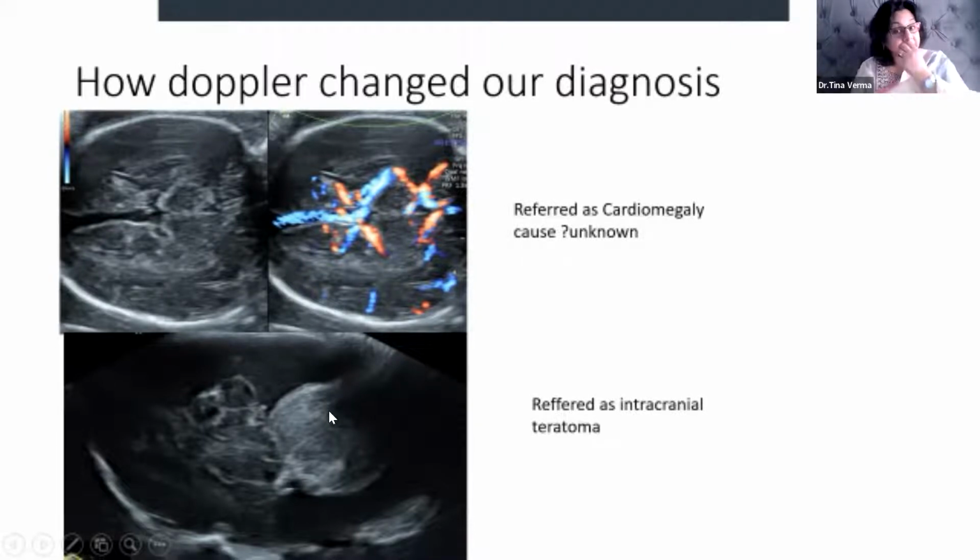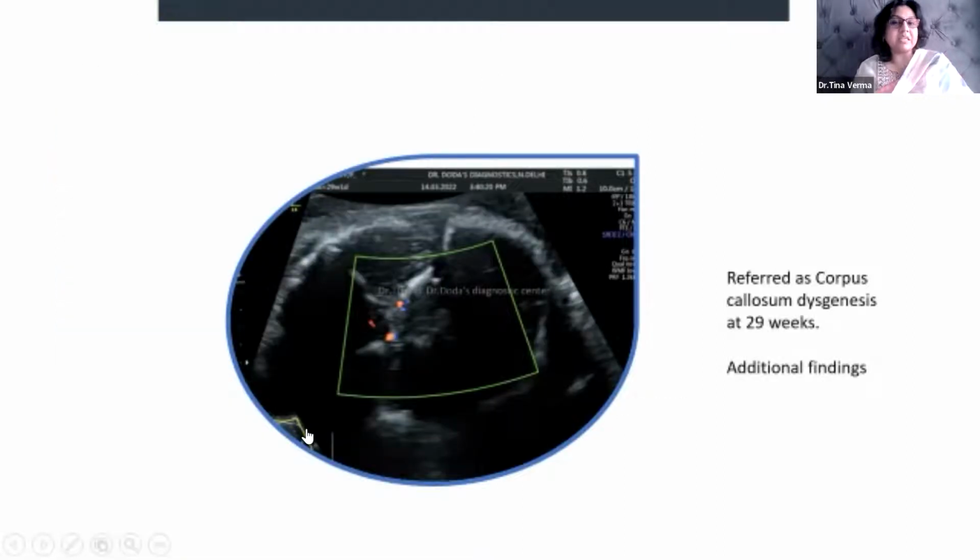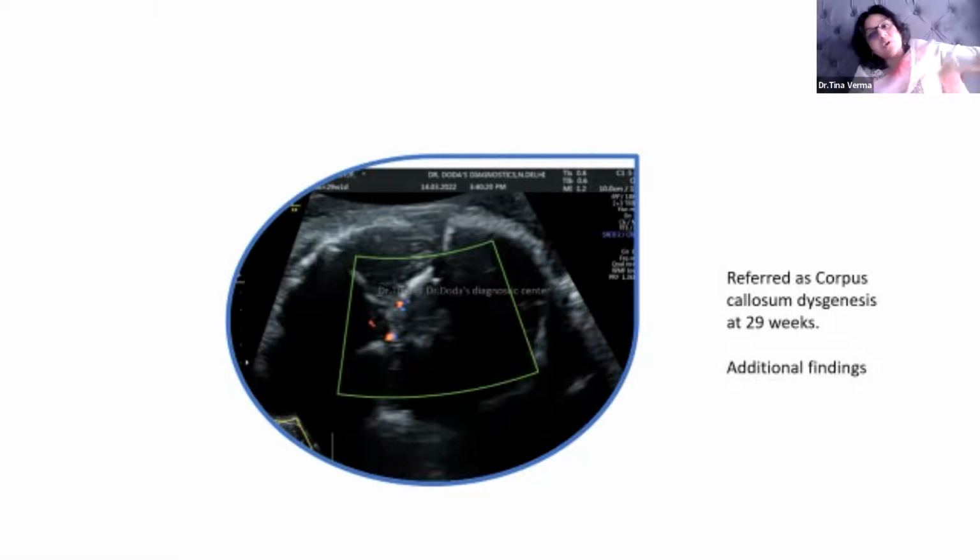Again, this patient was referred as intracranial teratoma. Putting the Doppler, we find that the vascularity was nil, which should have been present in a teratoma, and the size was decreasing. This came out to be intracranial hemorrhage. Third one was interesting. This is a recent case which was referred as corpus callosum dysgenesis at 29 weeks. And what was found was that at 20 weeks, it was done by a fetal medicine person, and the corpus callosum was probably documented. But now at 29 weeks, when she came, the corpus callosum was not to be seen. The anterior complex was abnormal.